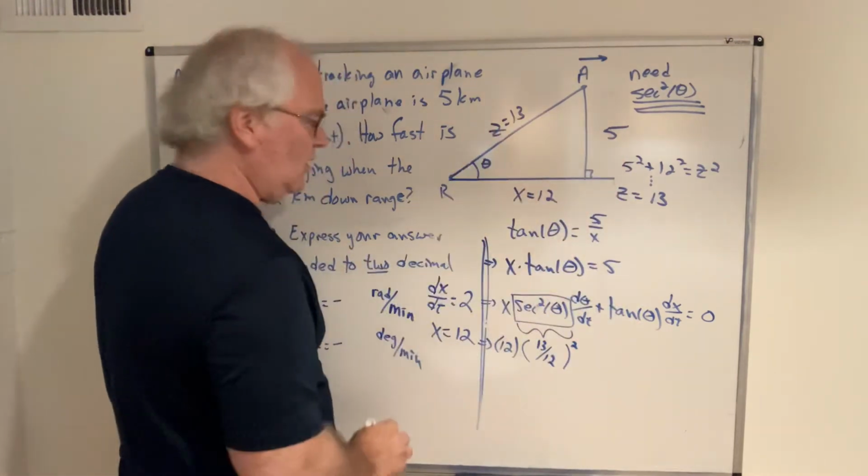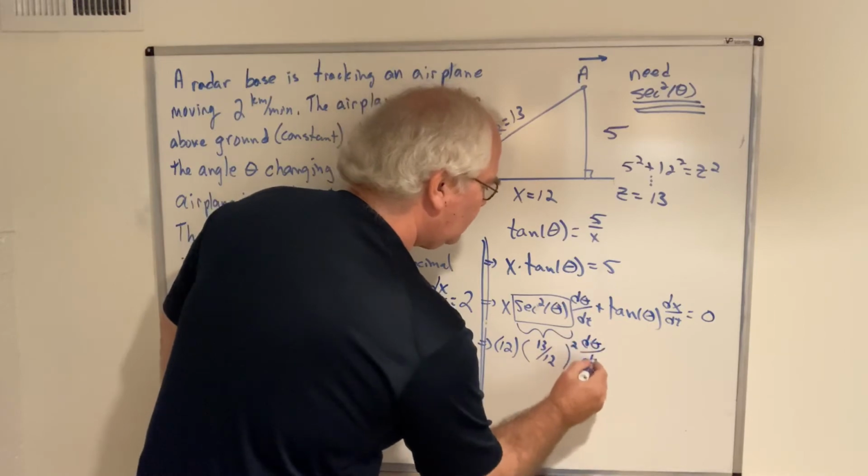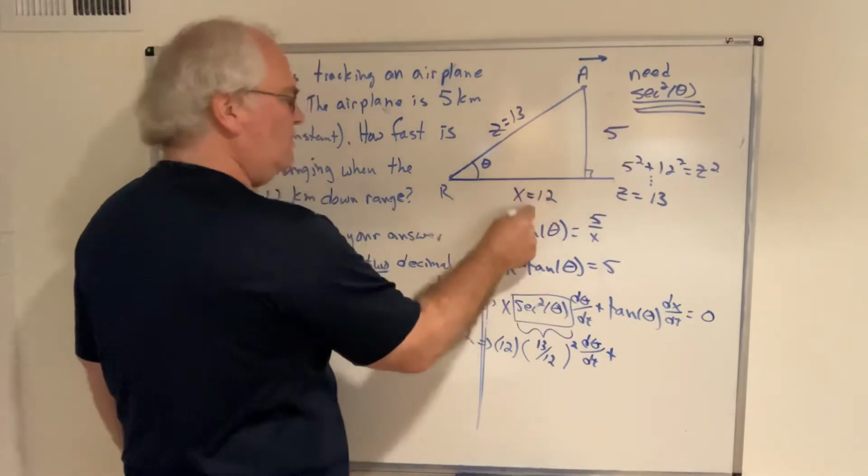And now we continue merrily along our little way. D theta dt is what we're looking for. Tangent theta, right in the face. Tangent is opposite over adjacent.